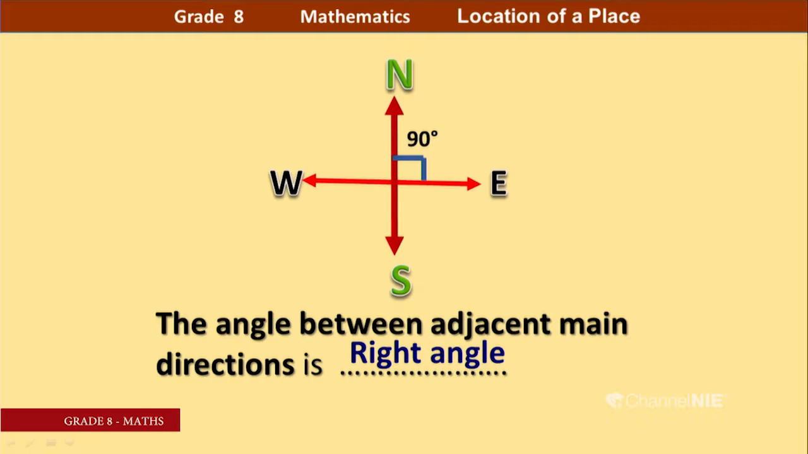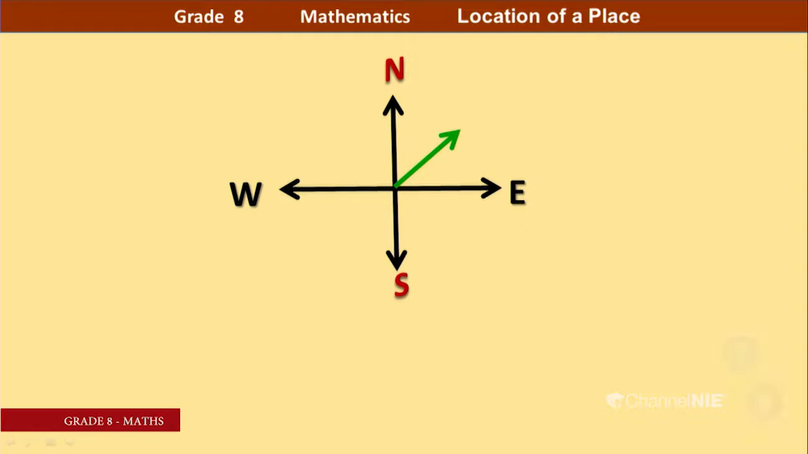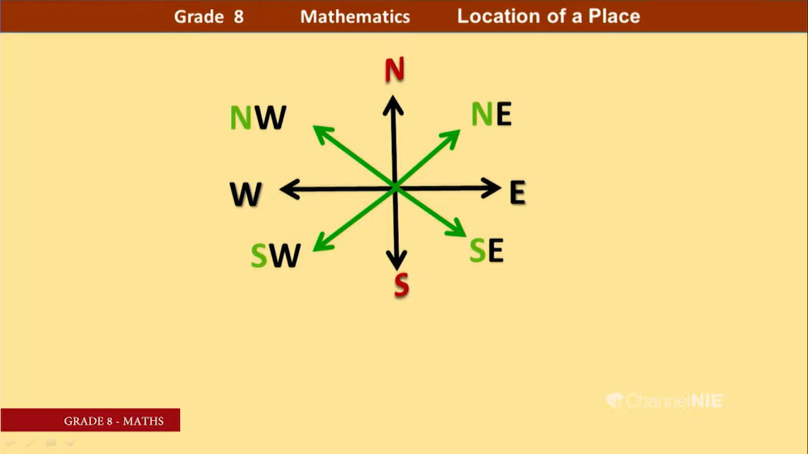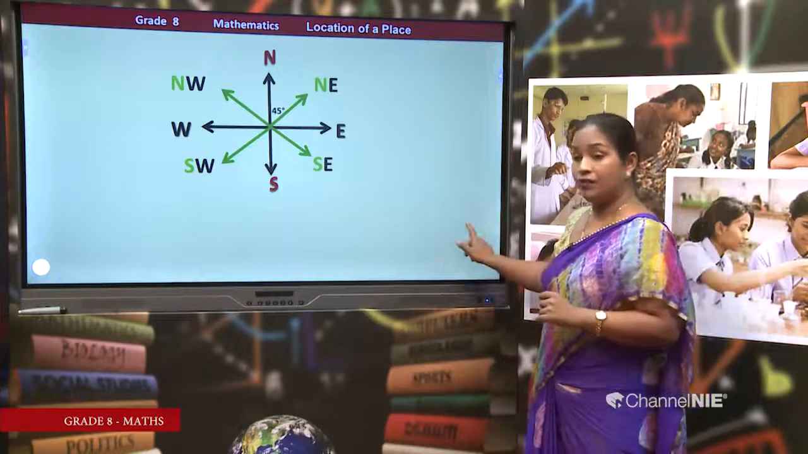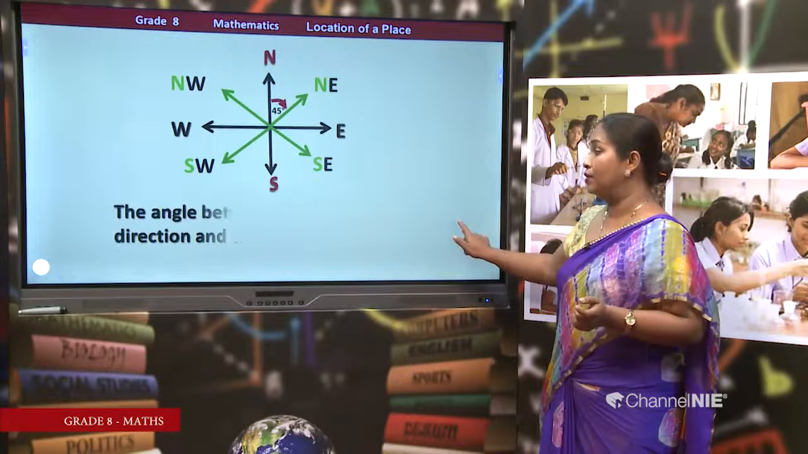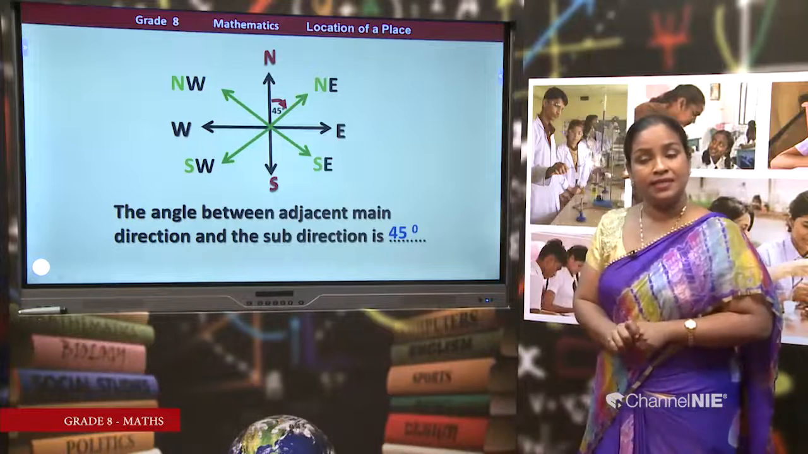Not only the angles between main directions, we will move on to identify the angles in subdirections. Here we go. These are the subdirections. Okay. We are going to compare the angle between an adjacent main direction and a subdirection. So, a subdirection is exactly at the middle of adjacent main directions. So, it should be half of the angle as earlier. It was 90 degrees between adjacent main directions, so half of that is 45 degrees. You should remember these things, very important. So, the angle here is 45 degrees.